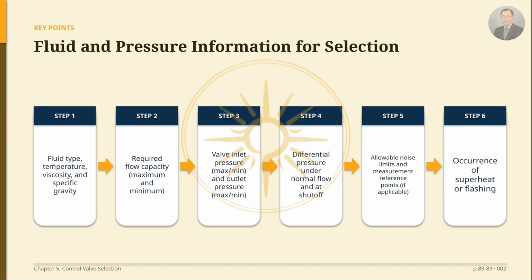First, the type of fluid to be controlled, as well as its temperature, viscosity, and specific gravity are required. Next, the required flow capacity must be presented with both maximum and minimum values, and the valve inlet and outlet pressures must also be specified for both maximum and minimum. Pressure drop should be provided separately for normal flowing conditions and for the shutoff state. If noise is a critical factor, the maximum permissible noise level and its measurement reference point must be included, and if the degrees of superheat or the existence of flashing are known, these must also be communicated.